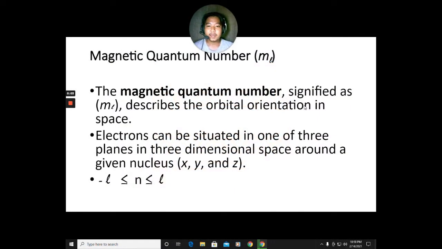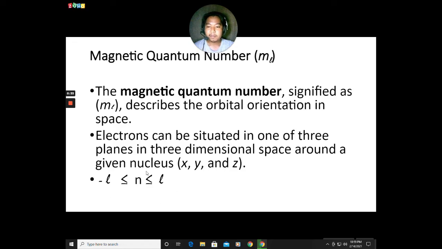The third quantum number is the magnetic quantum number, signified by m sub l, with a curved letter L in its subscript. Why is that? Because it's associated with the second quantum number, and we'll realize in a bit why. The magnetic quantum number describes the orientation in space. As I mentioned a while ago, the shapes can be along the x-axis, y-axis, or z-axis.